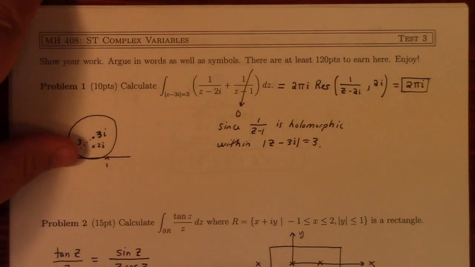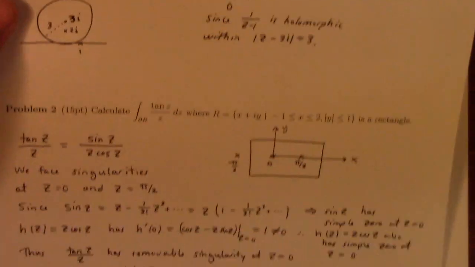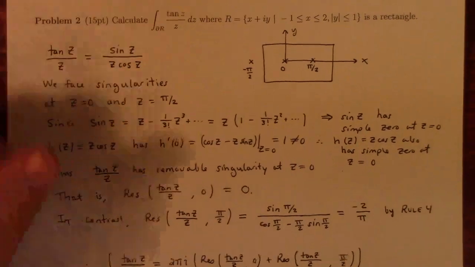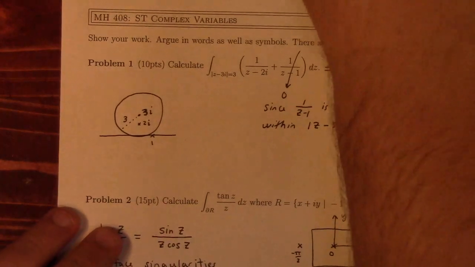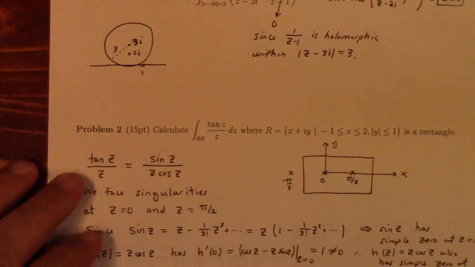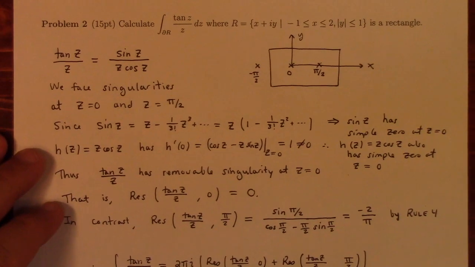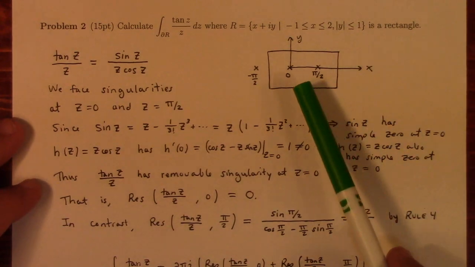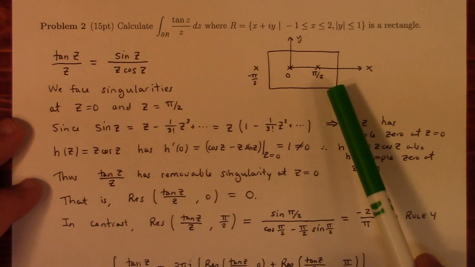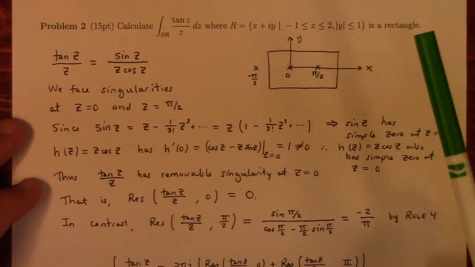Problem 2, a little bit more exciting. So in problem 2, let's see here. Get my act together. Problem 2, got this rectangle here going from minus 1 to 2 in x, and from plus or minus 1 in y.